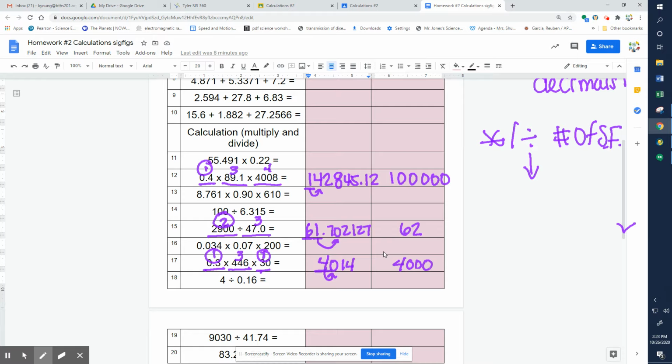Our test on this is Friday. If you are still not understanding this concept, you need to get a hold of me. You need to attend a Google Meet.